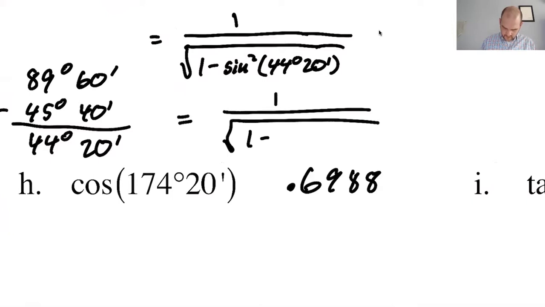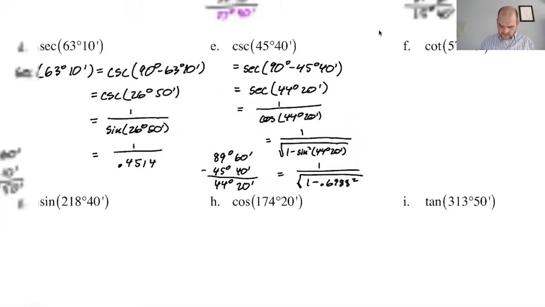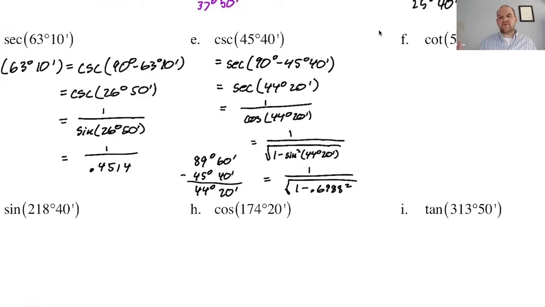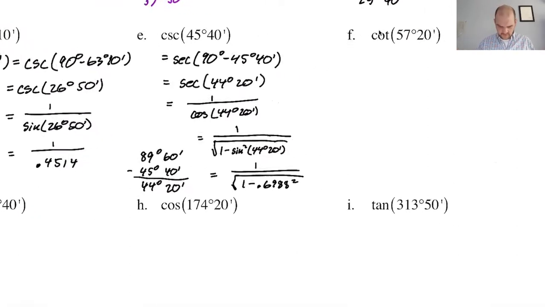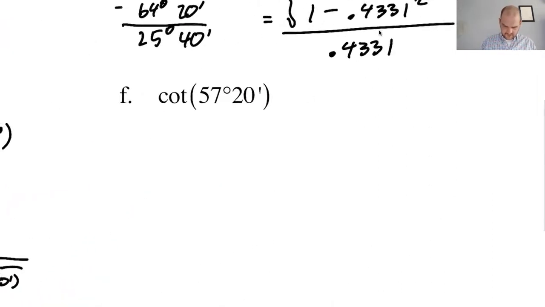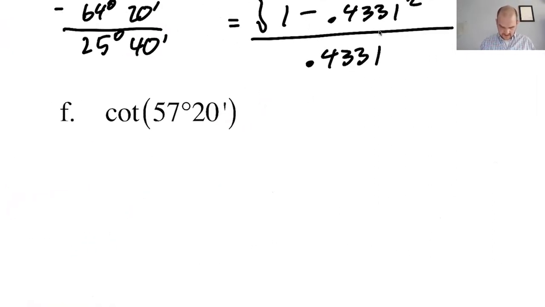So this will be 1 minus 0.6988 squared, because even when I get it here, it's not the right size. Why is it definitely positive? Because 45°40' is in the first quadrant, so cosecant is definitely positive, so we don't have to worry about that. Let's try this one, see what we got.